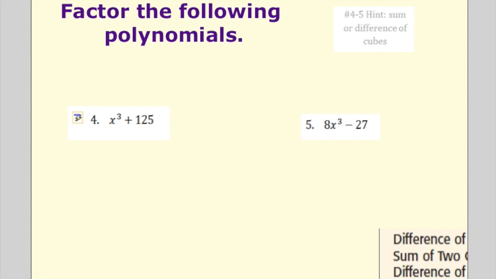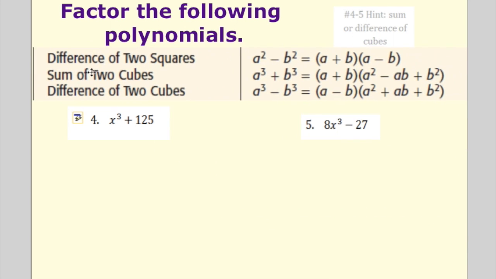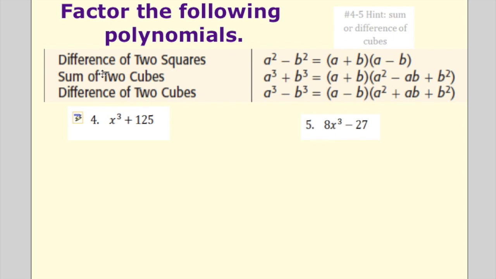All right, so I know I am going to have to use my sum and difference formula. I'm just going to plug it up here. For this one, I see sum, so that's why I know I have to use this one.